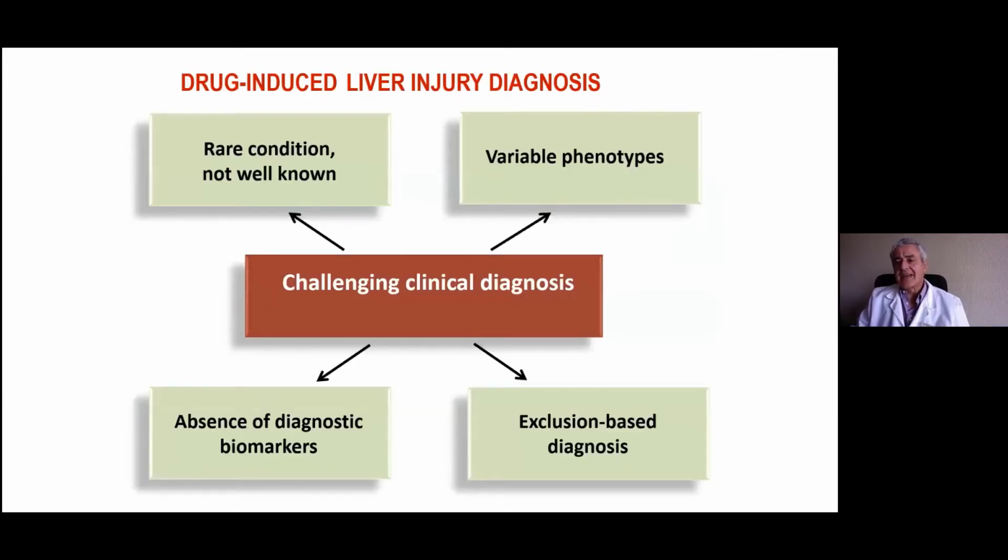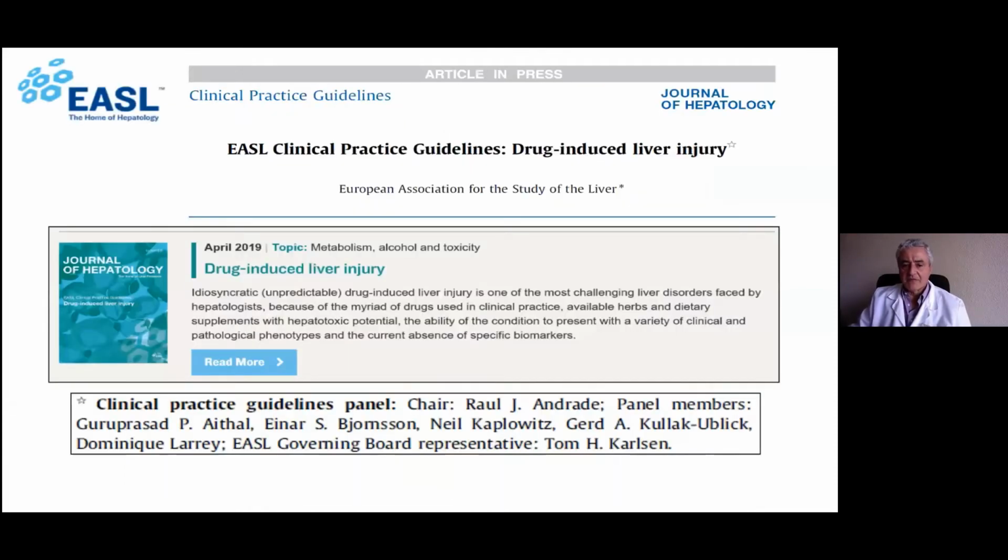What about the diagnosis? The diagnosis of DILI, as Jimin Mao mentioned before, is very challenging. This is due to the fact that it's a rare condition. The phenotypes are very variable, as commented before. But the most important reason is the absence right now of a diagnostic biomarker for DILI.